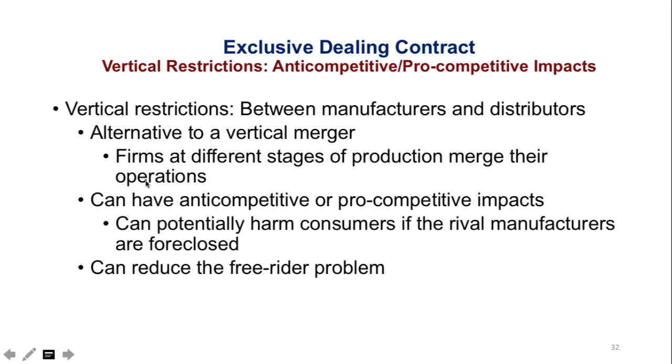For example, hospitals have their own laboratory and different tests. They have the anesthesiologists, and they can have anti-competitive or pro-competitive impacts. It can potentially harm consumers if the rival manufacturers are foreclosed, or it can reduce the free rider problem.